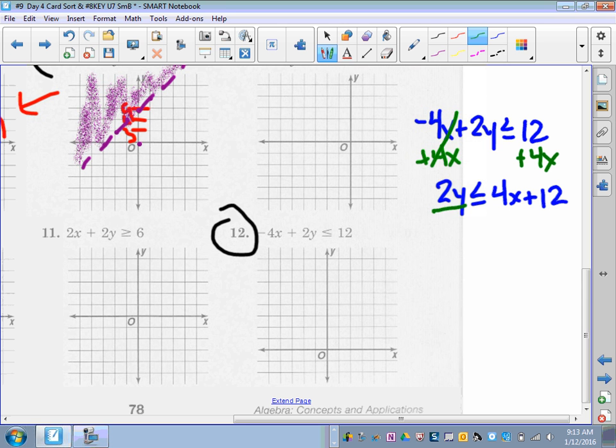Good. Divide by 2. Alright, so we have y is less than or equal to 2x plus 6. Let's graph this. So 6 is my intercept: 1, 2, 4, 5, 6. My slope is 2, so up 2 over 1.